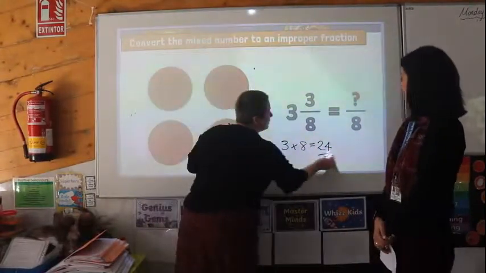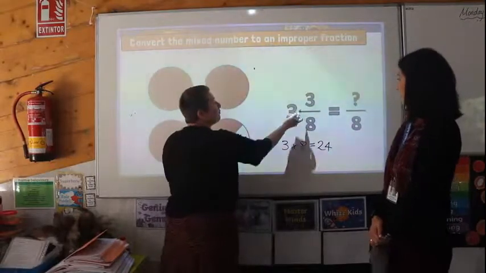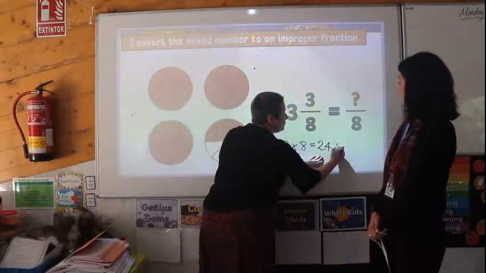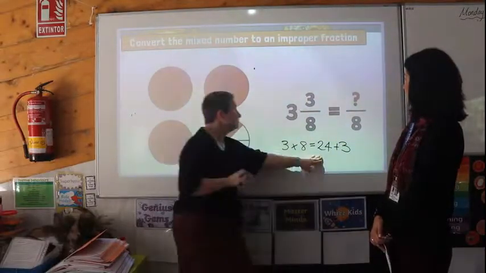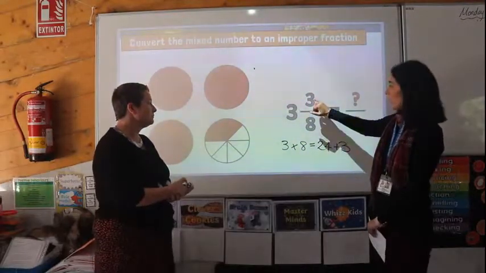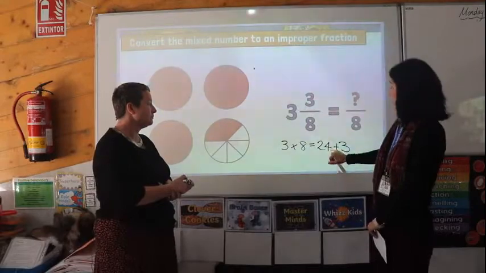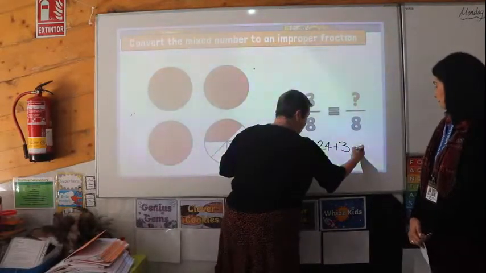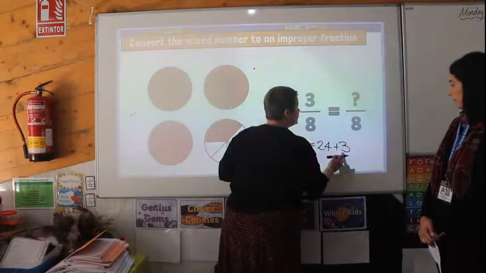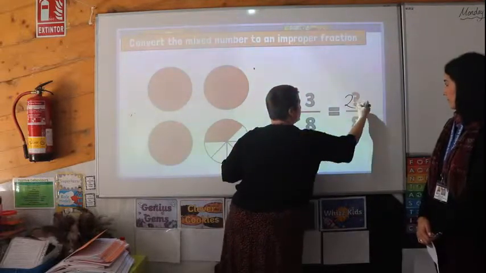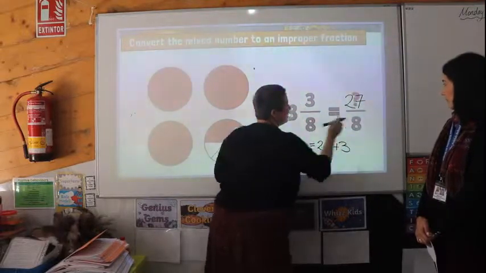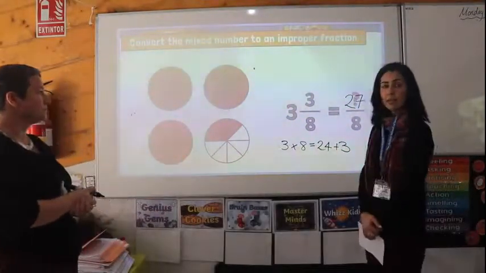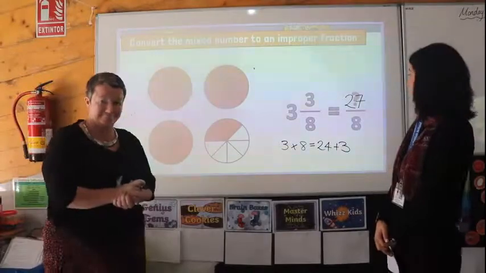Okay. But then we still have the fraction left over. So we need to add the 3. Pero aún nos queda el numerador, entonces lo que hacemos a 24 le sumamos 3. Okay. So we add 24 plus 3, and it becomes 27/8. Hacemos la suma y nos va a dar el numerador de la otra fracción.